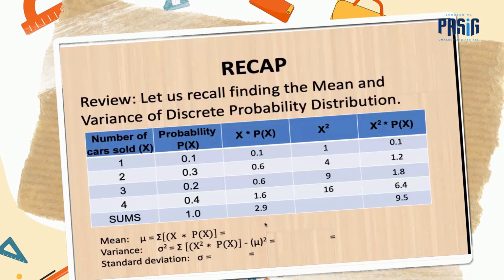Let us now answer the mean. The mean is the summation of X times P of X, so that is 2.9. Variance uses the formula: the summation of X squared times P of X minus the mean squared. That is equal to 9.5 minus 2.9 squared equals 1.09. Then to get the standard deviation, we will just get the square root of 1.09, and that is equal to 1.04.